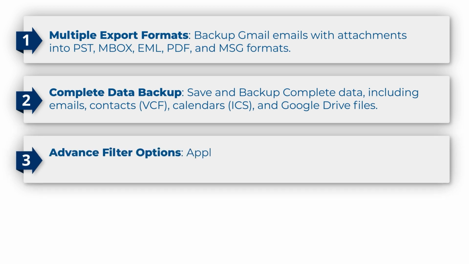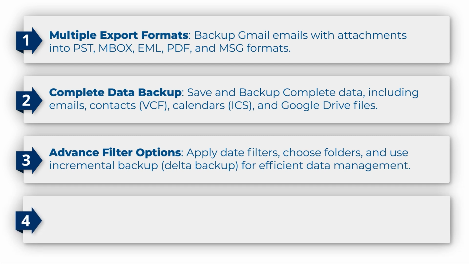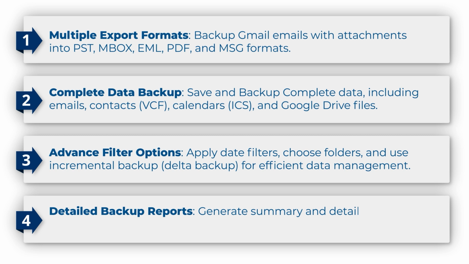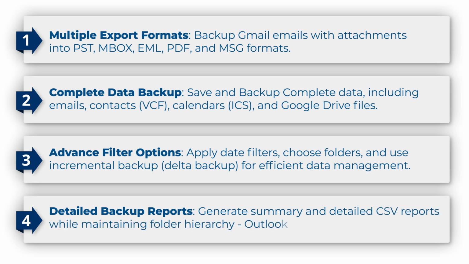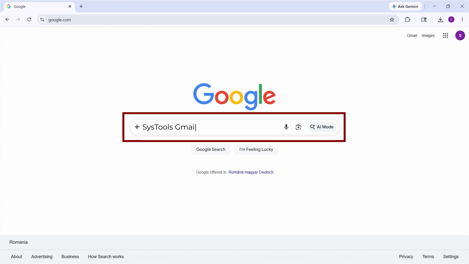Advanced filter options. Apply date filters, choose folders, and use incremental backup for efficient data management. Detailed backup reports. Generate summary and detailed CSV reports while maintaining folder hierarchy. Outlook installation not required. To download the software, go to Google and search for SysTools Gmail Backup Tool.